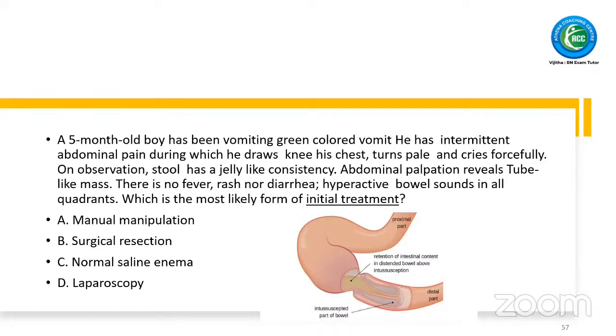There may be chances of vomiting, and the vomitus will be green in color. Why is it green? Because the intestinal content moves up, so the content from the duodenum comes back to the stomach and comes out. The duodenal content is always somewhat greenish in color because of the presence of bile.